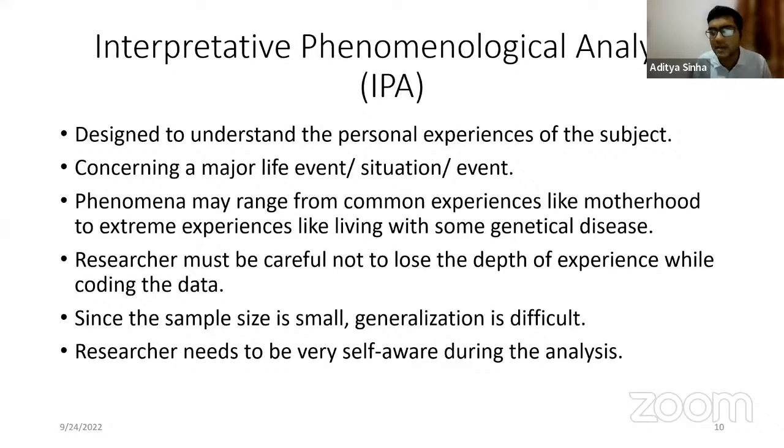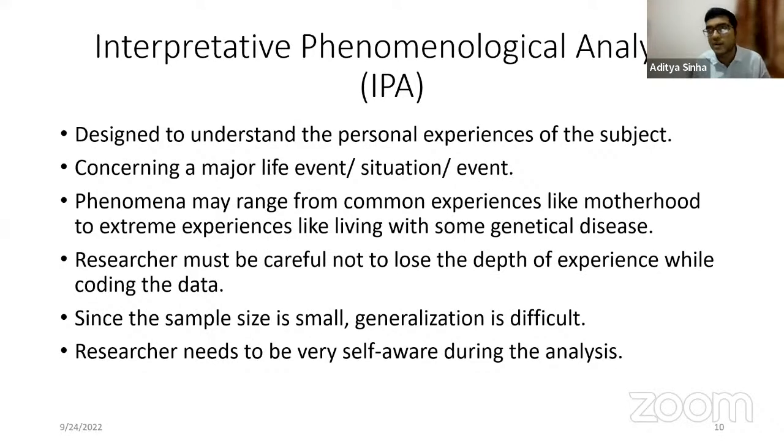Another common example is that suppose a person is suffering from some genetic disease, which has been with him since childhood. We can also know about his experiences regarding this using IPA. We can know how he felt when he was first diagnosed with that disease using this method, interpretative phenomenological analysis. So this is a very powerful method. In this method, you have to be very clear that your sample size is going to be very small, because you will not get a lot of people who have the same experience. So sample size will be small.